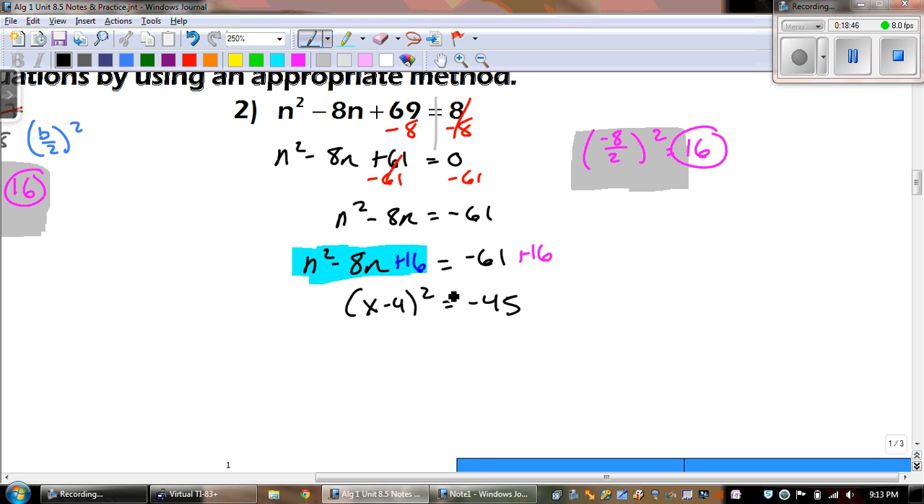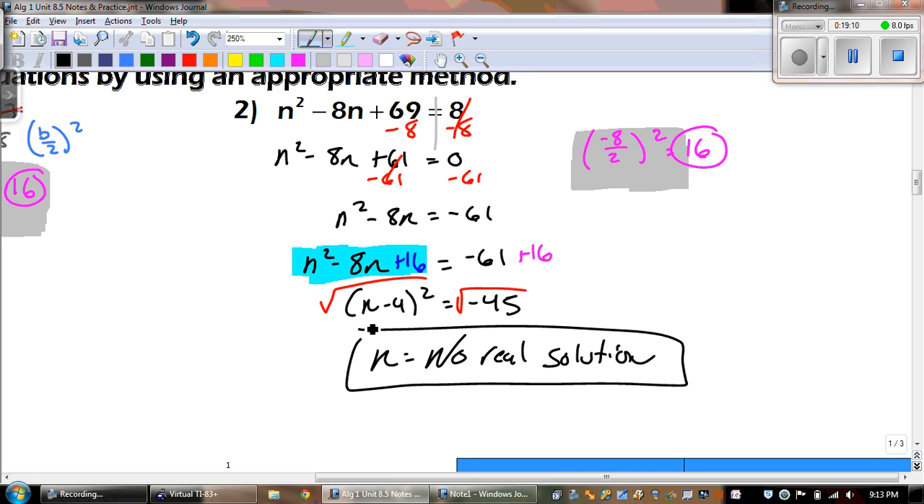So the next step would be to take the square root. And you know what? Can I take the square root of a negative number? No. And I'm sorry, I changed that to an x when it should have been an n. So n equals no real solution. Okay? All right. Let's go ahead and flip it over.